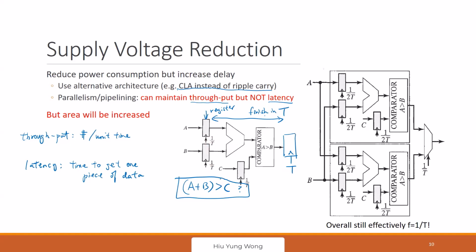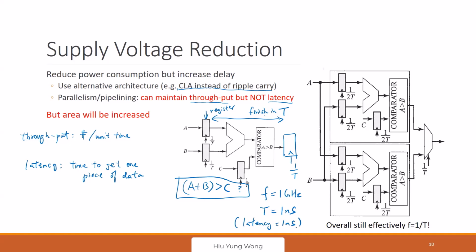For example, let's say 1/T, right? For example, the frequency equals 1 gigahertz, then T equals 1 nanosecond. You need to finish this calculation in 1 nanosecond. But let's say I don't care about the full latency, right? This is the latency.